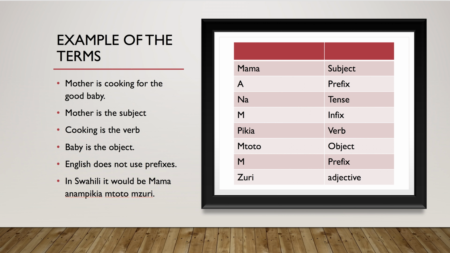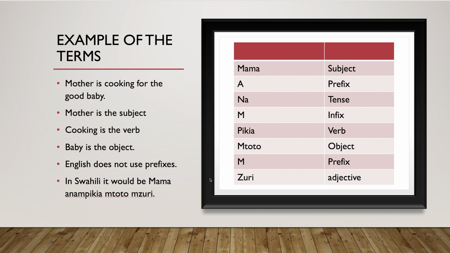So let us go back and try to understand the verb structure. Mother is cooking for the good baby. Mother is the subject, cooking is the verb, baby is the object. This is different from Swahili because in English it does not need prefixes and infixes.